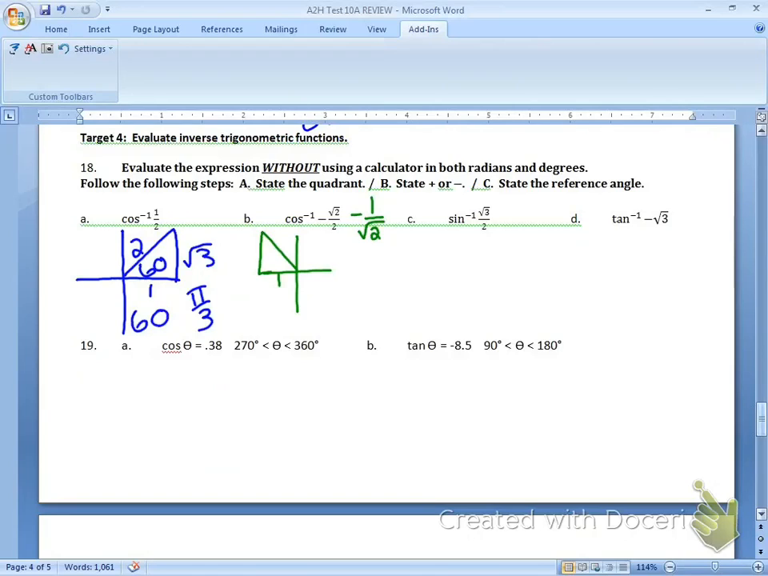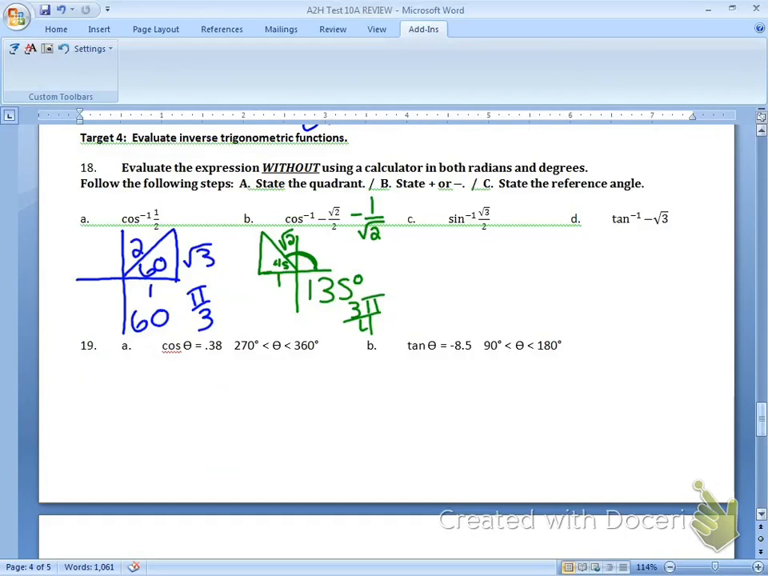Cosine is adjacent over the hypotenuse. So what one does this remind us of? This reminds us of a 45-degree angle. So our actual angle here is 135 degrees because that's how far we have come from the 0 degrees. So it's 135 degrees. And then we convert that to radians. So radians is 3 pi over 4.